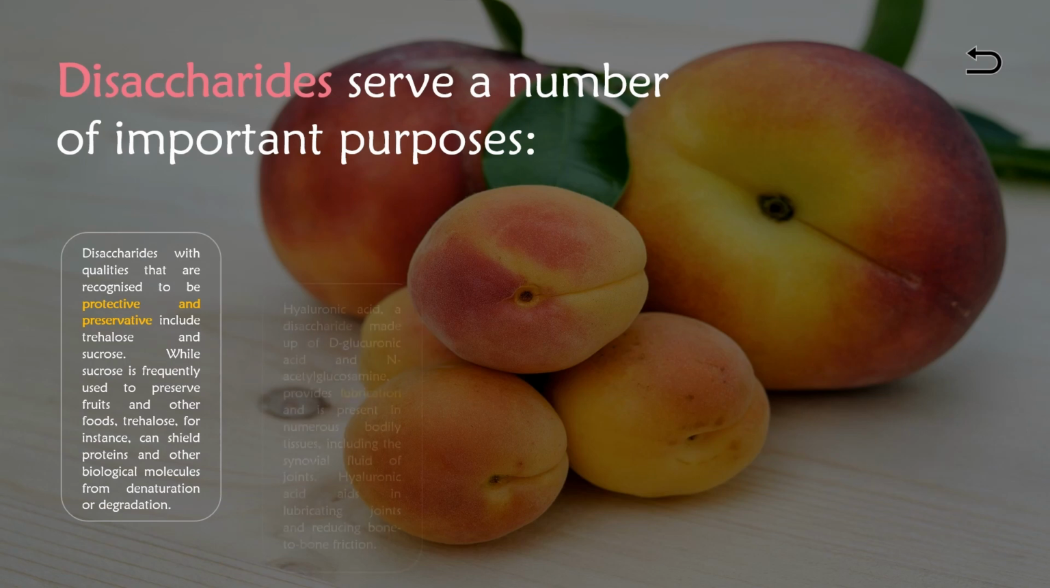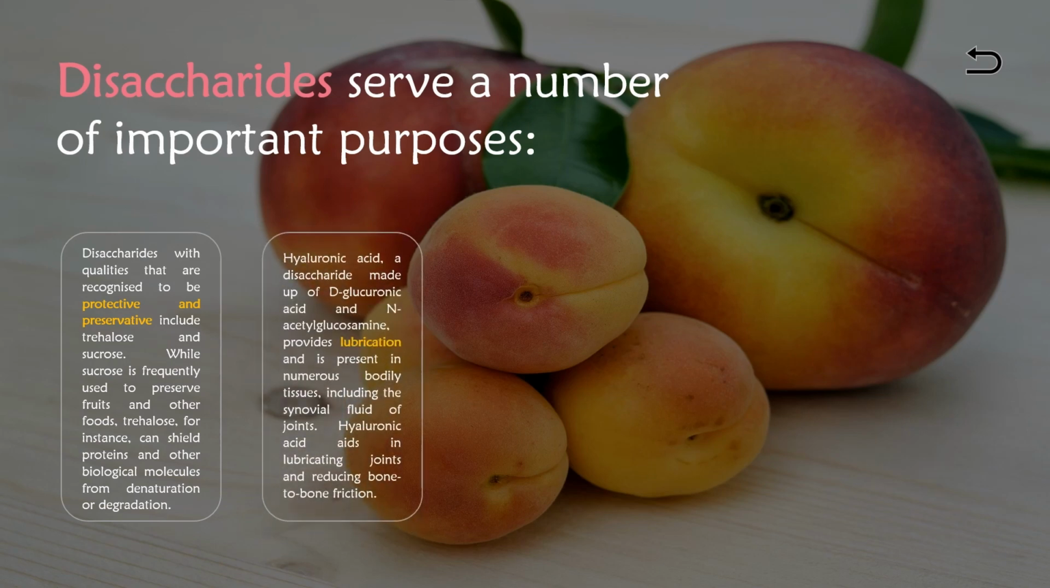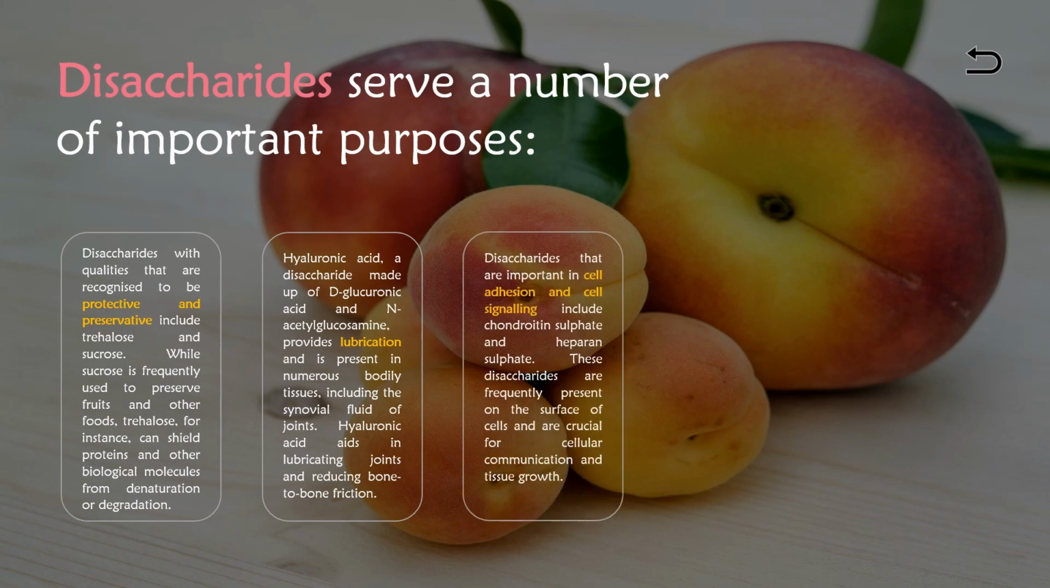Hyaluronic acid, a disaccharide made up of glucuronic acid and N-acetylglucosamine, provides lubrication and is present in numerous bodily tissues, including the synovial fluid of joints. Hyaluronic acid aids in lubricating joints and reducing bone-to-bone friction. Disaccharides that are important in cell adhesion and cell signaling include chondroitin sulfate and heparan sulfate. These disaccharides are frequently present on the surface of cells and are crucial for cellular communication and tissue growth.